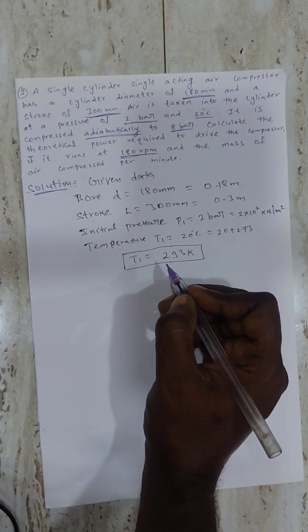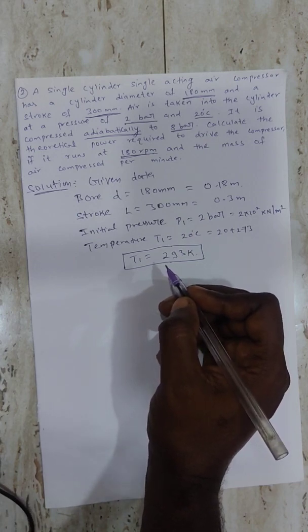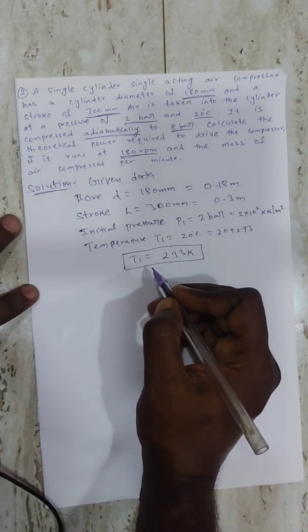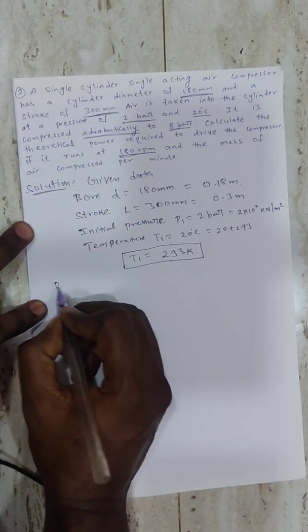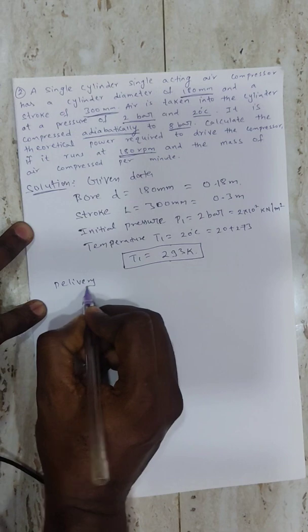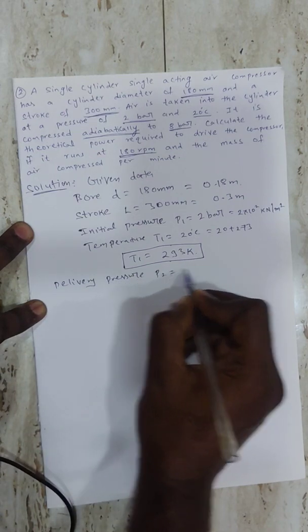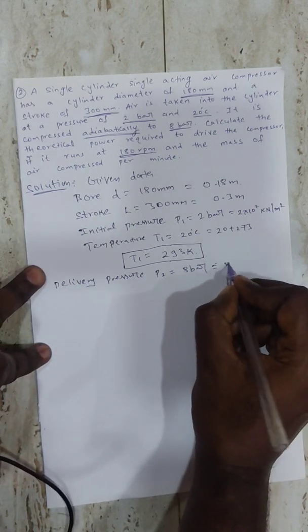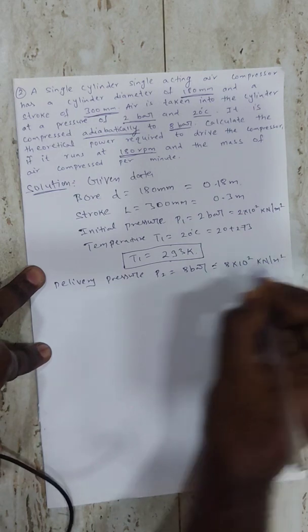And he has given the delivery pressure. That is P2 is equal to 8 bar, that is equal to 8 into 10 square kilonewton per meter square.